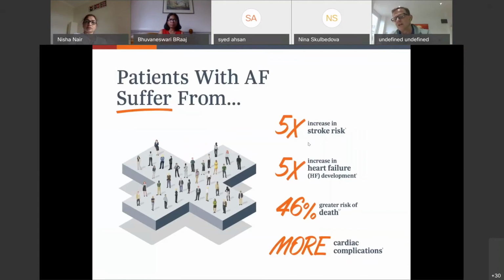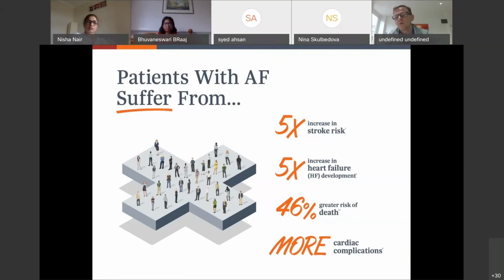So we've heard today excellent talks on the fact that patients with AF have an increased risk of stroke, up to 5 times or a 500% risk of stroke. But they also have an equal risk of developing heart failure as well. And what I'm going to do is go through each of these points in turn. There also has been, as has been alluded to earlier, a 46% greater risk of death.